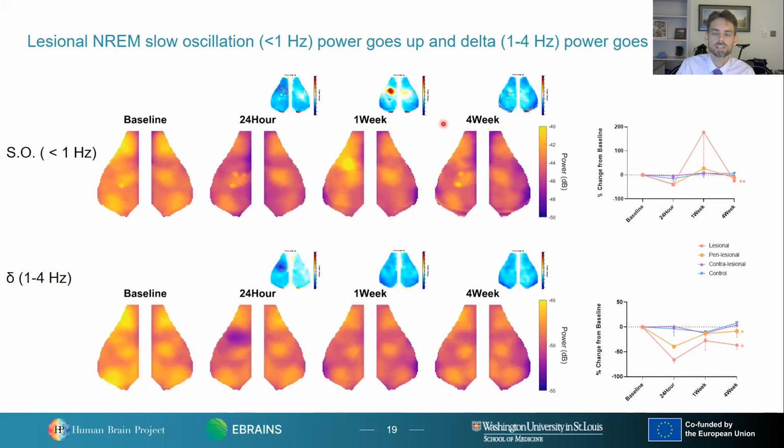But by 4 weeks, this essentially acute increase in slow oscillation power is gone, and still with persistent deficit. And when we quantify this using a region of interest-based approach, we see again a large increase in the slow oscillation frequency power at 1 week that returns back to baseline, where we see these persistent deficits in the lesional and perilesional area in the delta frequency. Again, suggesting that there are regionally and frequency specific changes in oscillations during non-REM sleep after stroke.